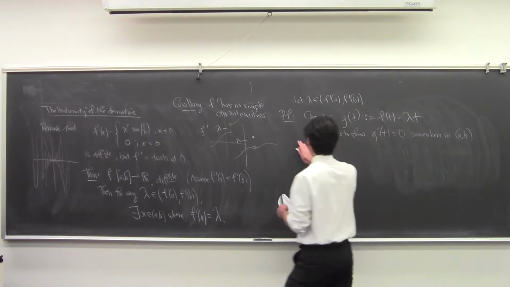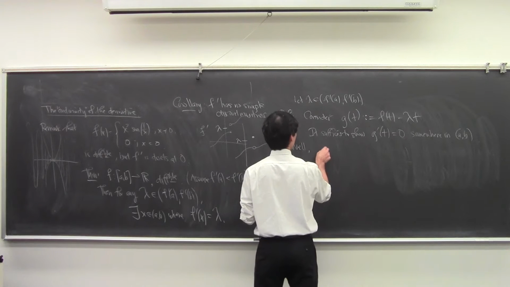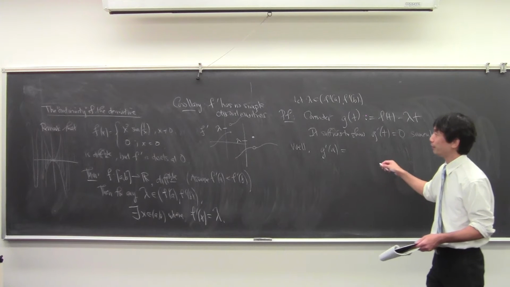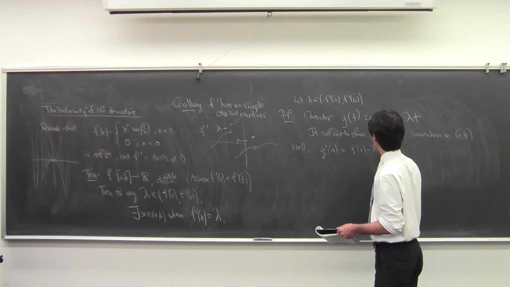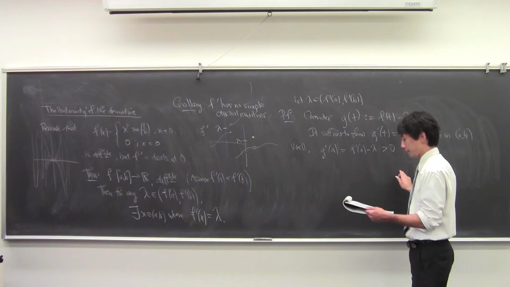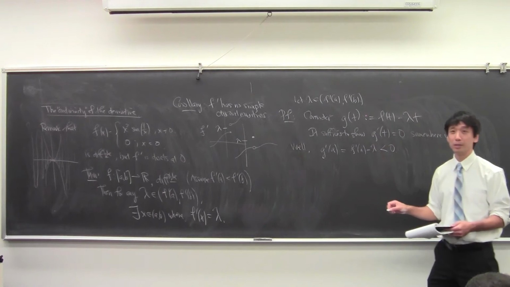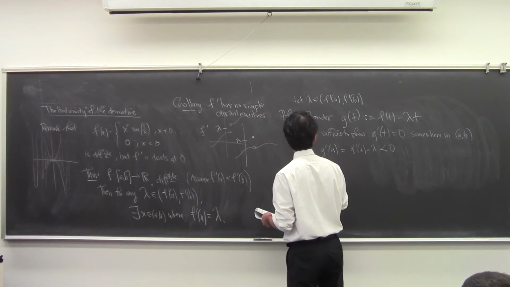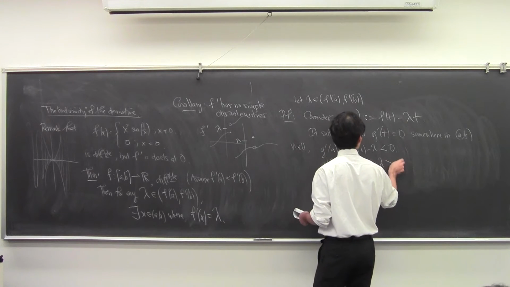Okay, so the rough idea is this. So you say, well, look, if you look at g prime at a, right, you're going to get f prime at a minus lambda. Well, f prime at a is smaller than lambda, so this is going to be negative. Right. G prime at b is f prime at b minus lambda, which is positive.